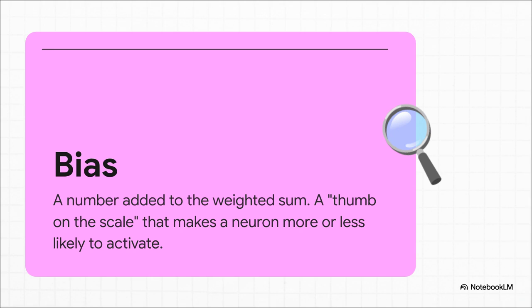Next, there's the bias. So after a neuron adds up all the signals it's getting from its neighbors, each one turned up or down by its weight, it adds this one extra number. That's the bias. It's basically a thumb on the scale.